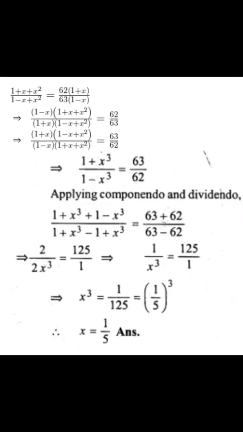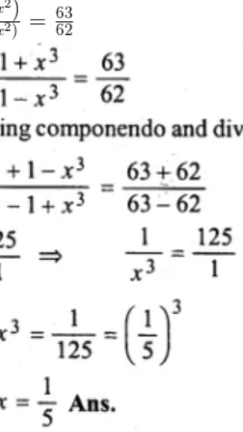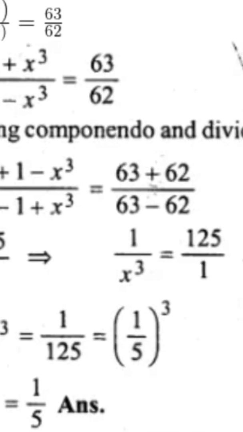The moment you do that, what happens in the numerator? X cube gets cancelled with the minus x cube. Similarly, in the denominator, 1 plus and minus 1 get cancelled. On the other side, 63 plus 62 comes out 125 and 63 minus 62 comes out 1. Now in this particular step, 2 is cancelled with 2. So what I get is 1 upon x cube is equal to 125.